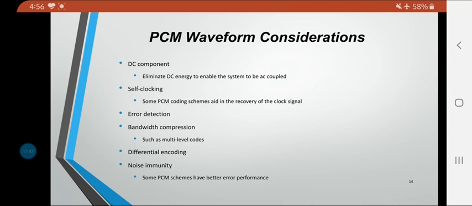And then one more is bandwidth compression. Some of the multi-level schemes which we have seen increase the efficiency of bandwidth utilization by allowing a reduction in the required bandwidth for a given data rate. Thus more information gets transmitted per unit bandwidth. That is what we call bandwidth compression, which is basically done if we make use of multi-level codes.